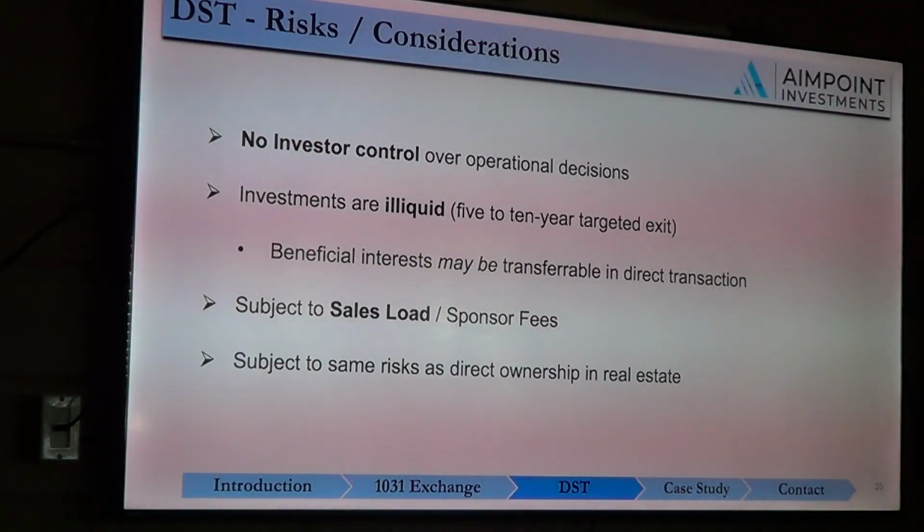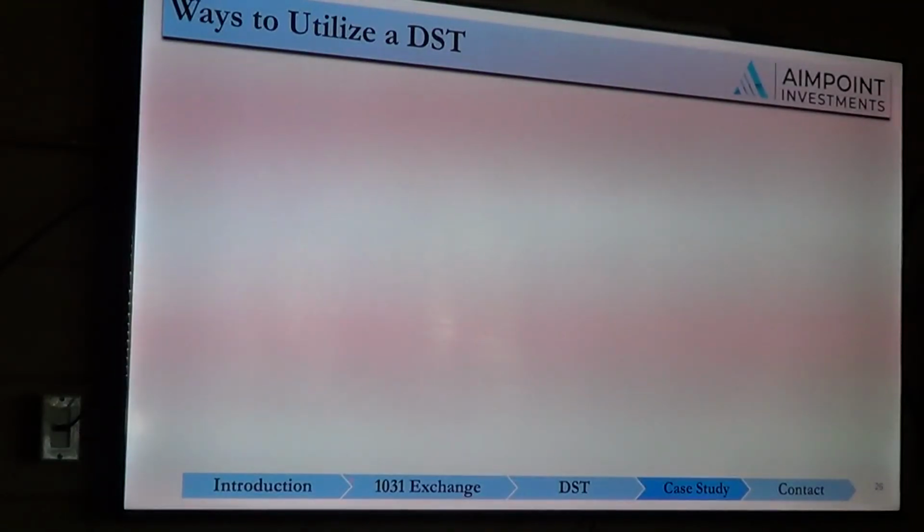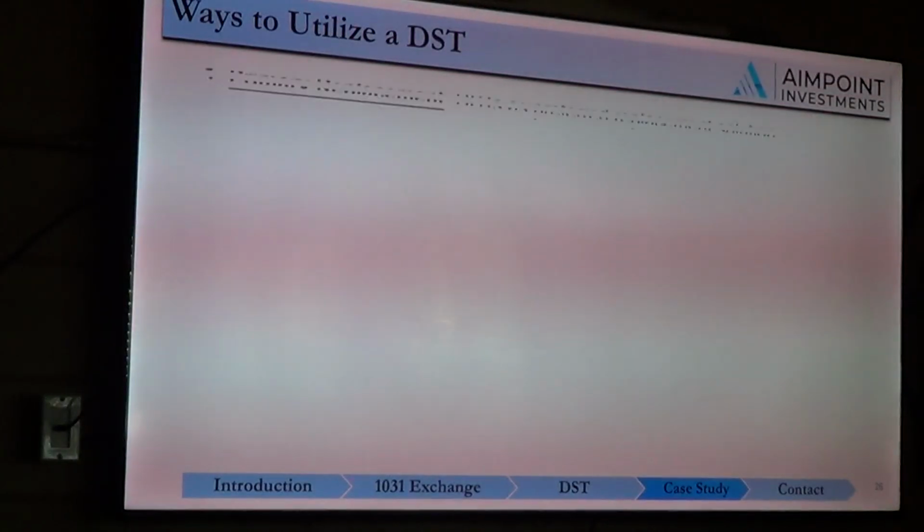We get a lot of referrals from people, and they come to us saying, oh, these are high risk or guaranteed income investments, right? Wrong. This is real estate. So you're still owning real estate. You're subject to economic risks, occupancy dips, rent falls. So it's important to note that we're still buying real estate here. So these are the most common ways to use it.